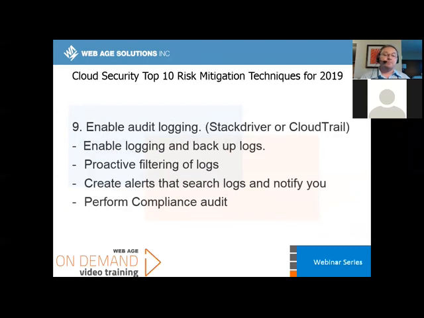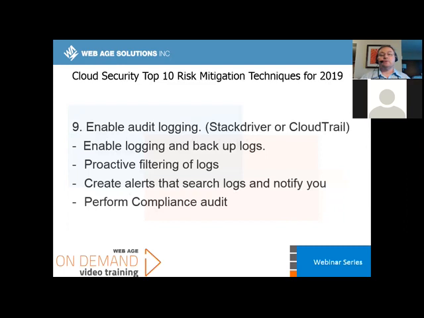So let's talk about the next thing, audit logging. Now, for example, you could use Stackdriver, you could use CloudTrail in AWS, whatever you so choose. Audit logging has several benefits. The first is it's going to allow you to keep track of what resources are being used, who's doing what, when, where, how. You could basically configure logging to be as unspecific or as specific as you like.